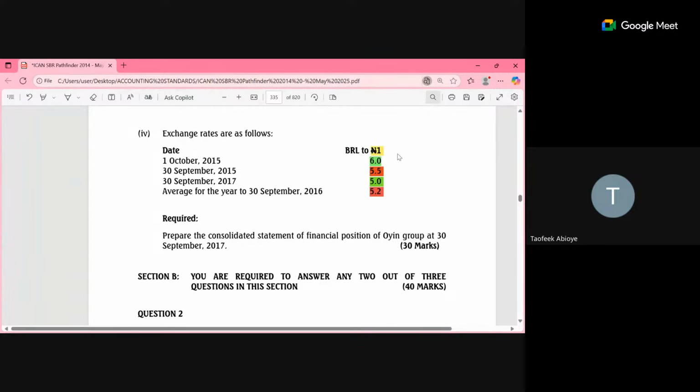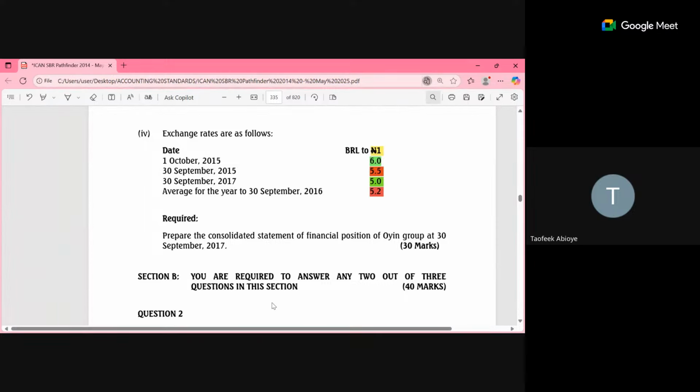Another question can come in. This one that has 1 can be in dollars, it can be in euro, it can be in pounds. So don't focus on Naira. One of them must have 1. That one must be your own focus.